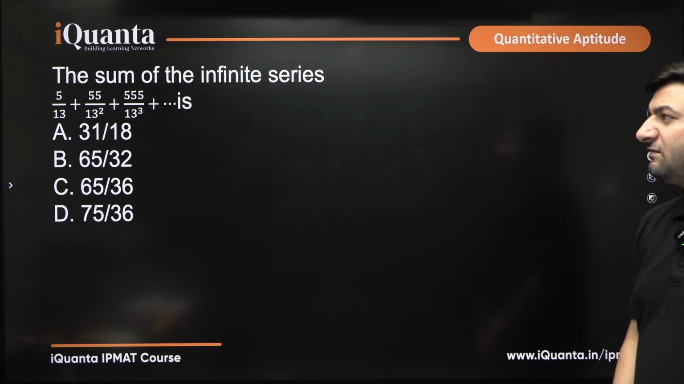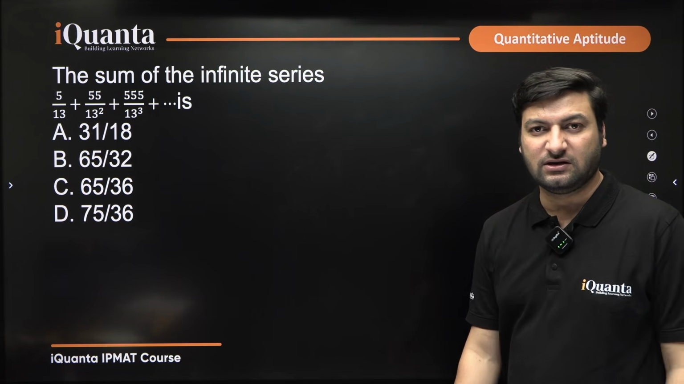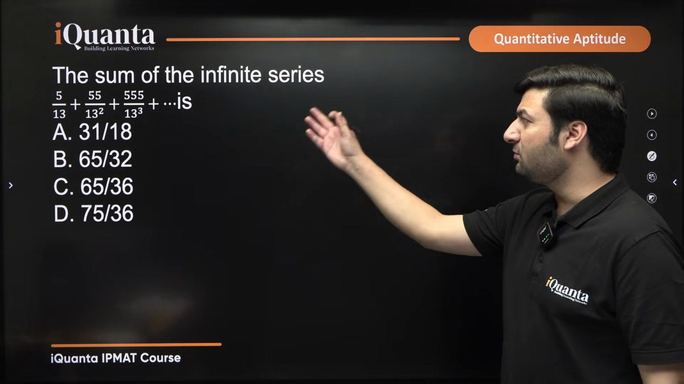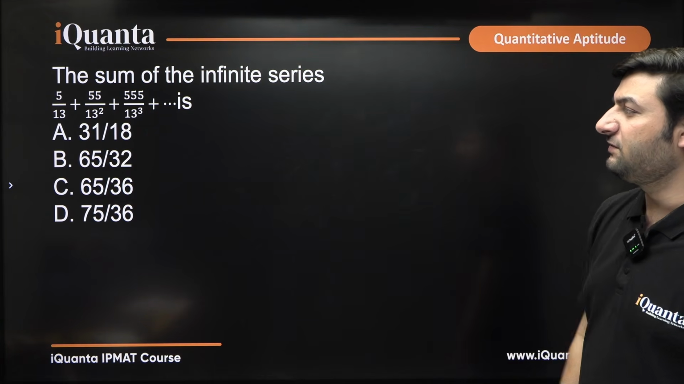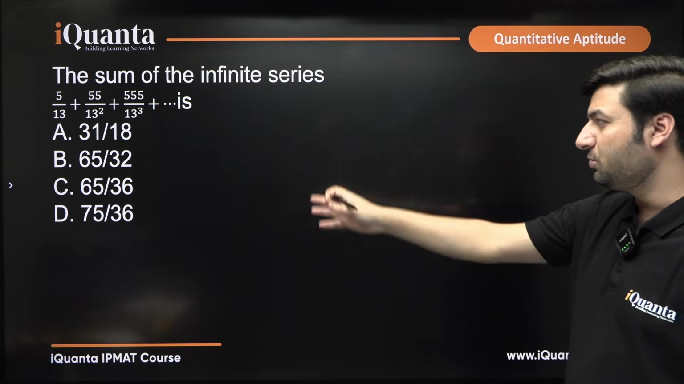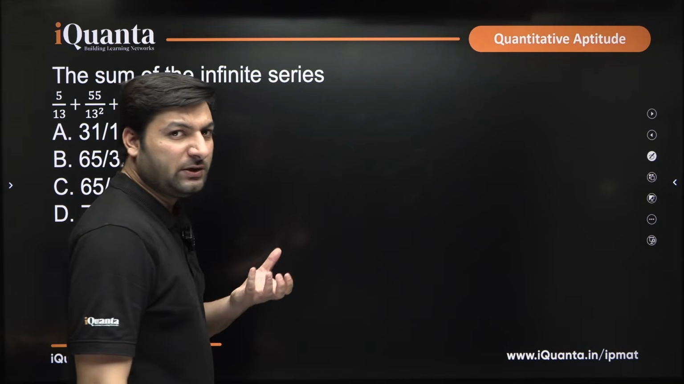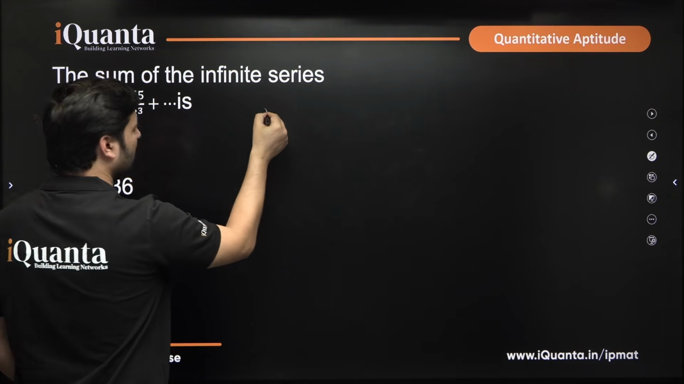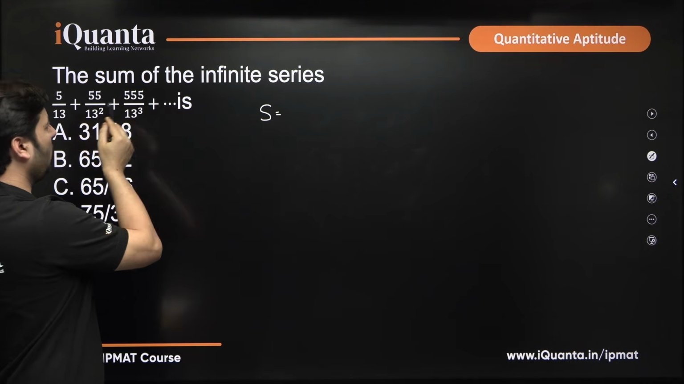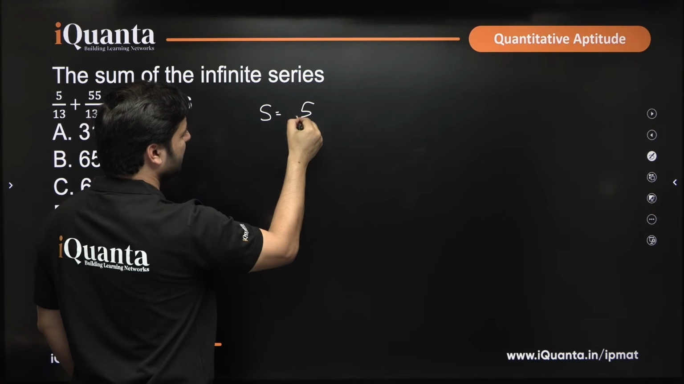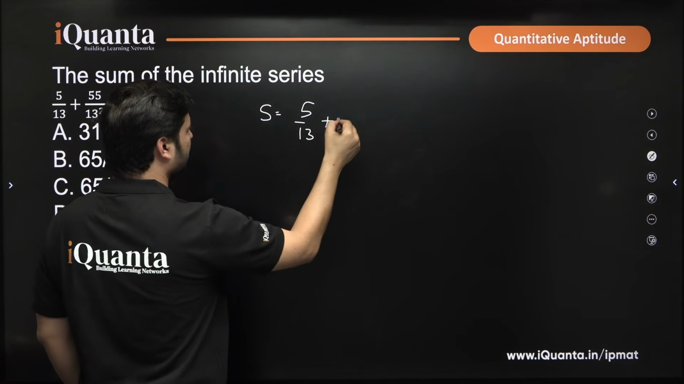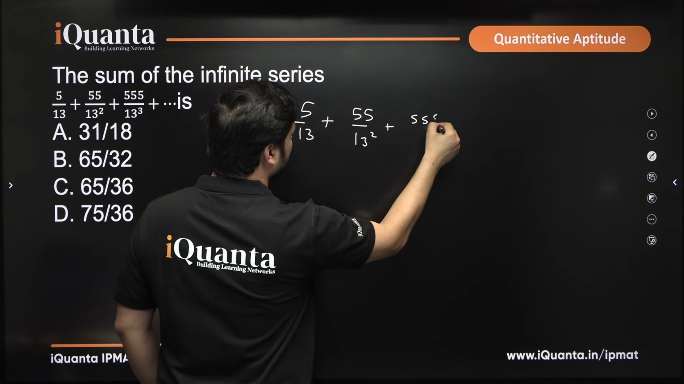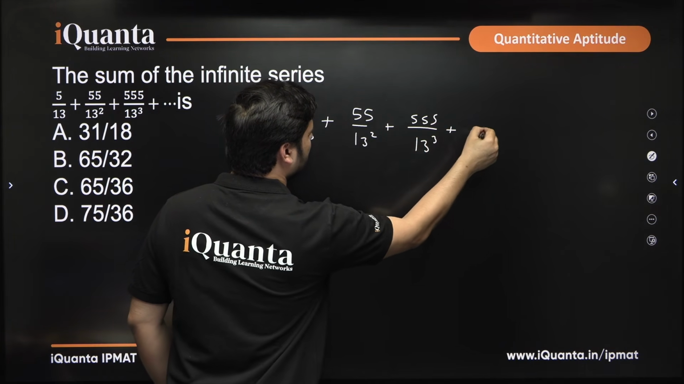The sum of the infinite series, you must have seen such questions earlier as well, they come in IPMAT, and you would have solved them while doing sequence and series. The sum of the infinite series 5 by 13 plus 55 by 13 square plus 555 by 13 cube is, okay. There is one way to do these, you all would have gone through that way. Initially we assumed that, let S be the sum of all the given terms. So, I have been given 5 by 13 plus 55 by 13 square, then 555 by 13 cube, and so on, so on, so on.